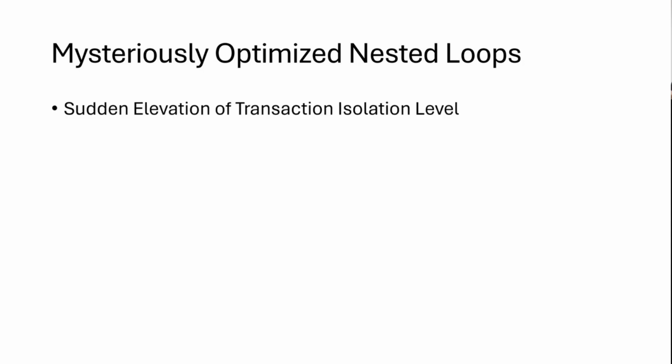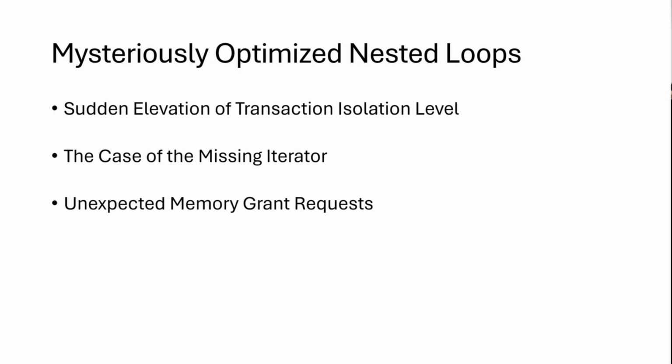Mysteriously Optimized Nested Loops. So why such a title? Several months back, when I was troubleshooting issues on our production server, internal optimization of nested loops felt like a mystery to me at that point in time. The session will be divided into three main topics: sudden elevation of transaction isolation level, the case of the missing iterator, and unexpected memory grant request.